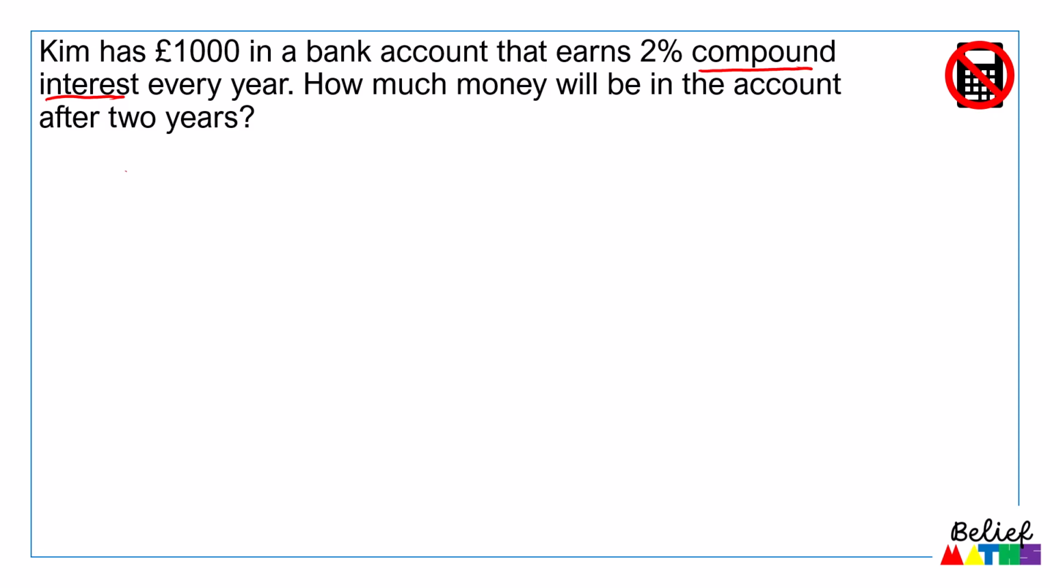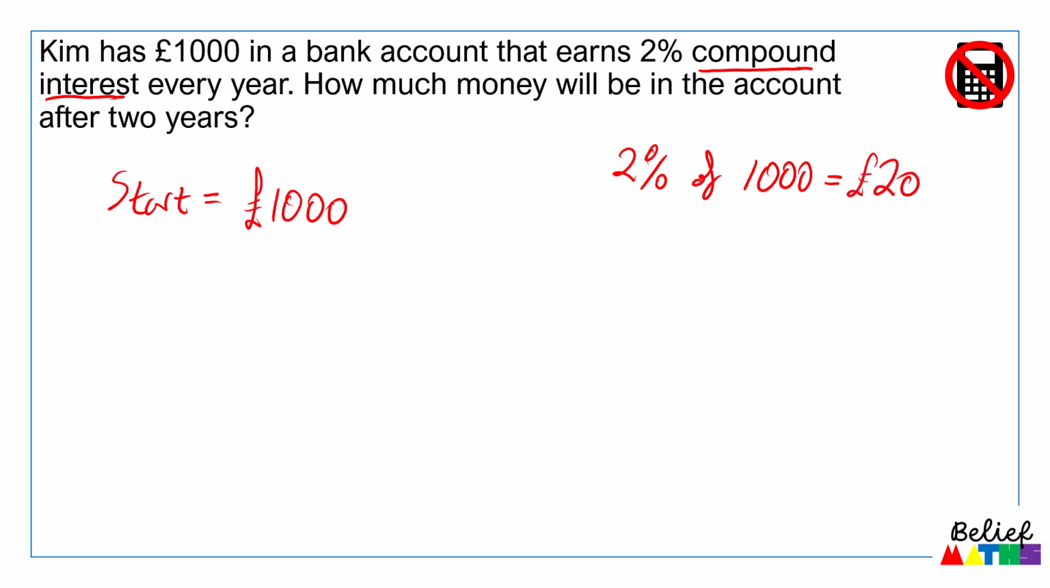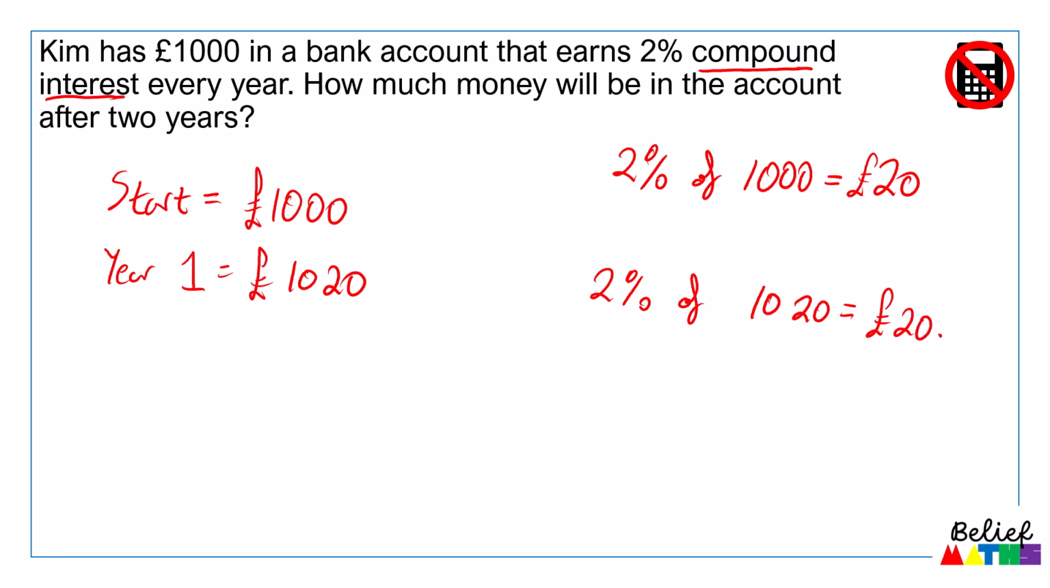So if we start, at the start we have £1,000. What we're going to do is we're going to find 2% of 1,000. Now I'm not going to go through the method to find that again, but 2% of 1,000 is £20. So therefore, after 1 year, or year 1, we've got £1,020. So after 1 year, we've added £20 on. Now in the second year, we're trying to find 2% again, but this time it's of £1,020. So in this case, 2% is £20 and 40p.